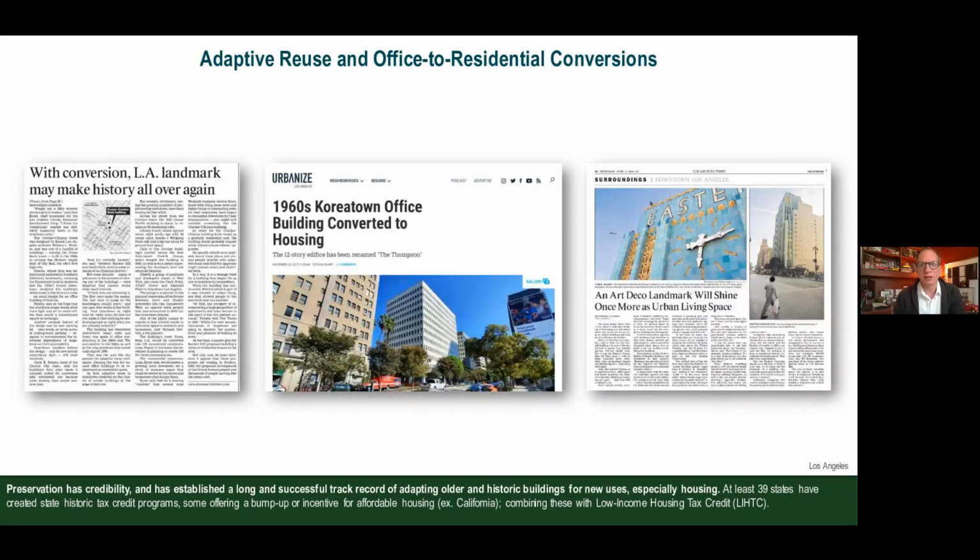But the first one is this idea of adaptive reuse and how we're expanding into the conversation around office to residential conversions. And Sara set this up beautifully in terms of this conversation. We have a long track record. We have a lot of credibility in this conversation.